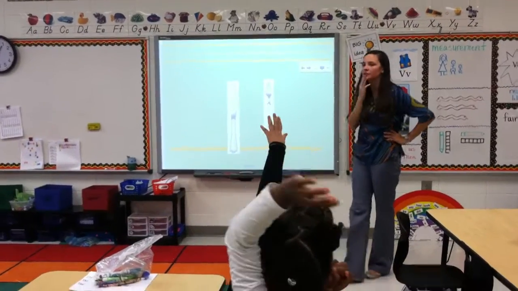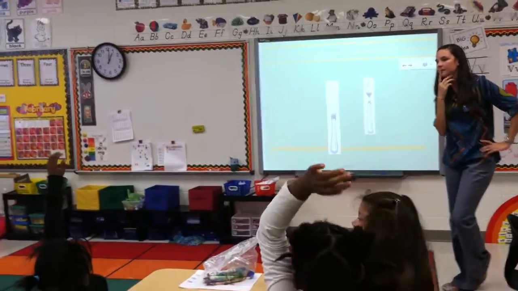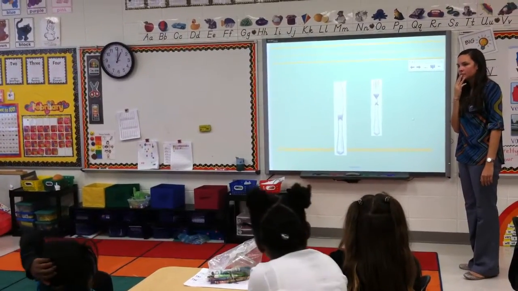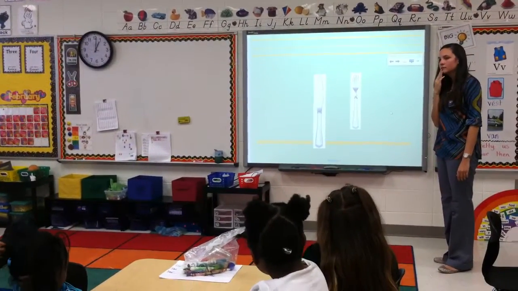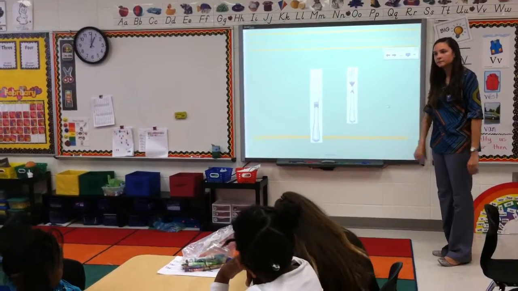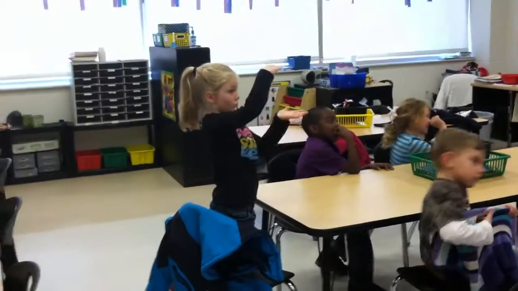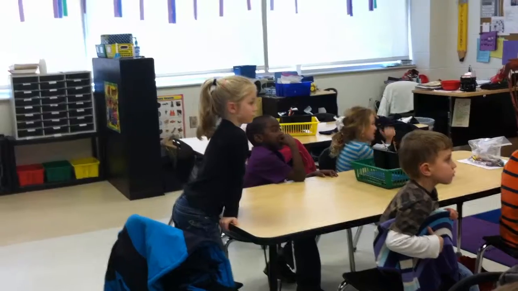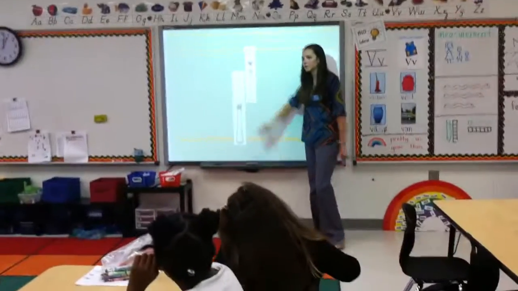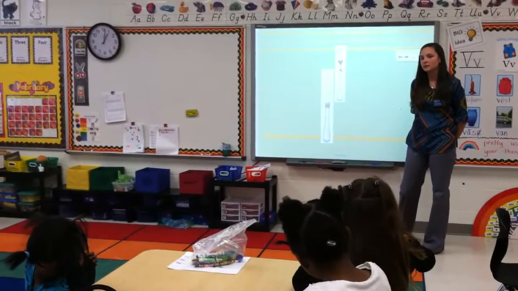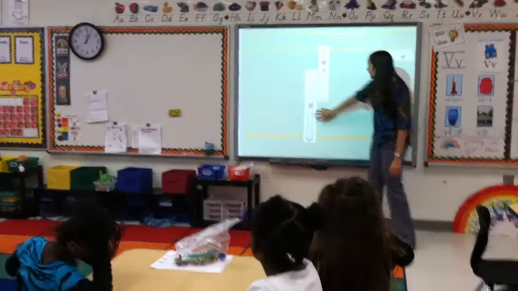Raise your hand if you know. Which one is shorter? Madison? The fork. How do you know? The fork is the smallest one and it has a shorter rectangle. If I go to measure them like this, can you tell that the fork is smaller? No. What do I need to do? You need to put it on the line. We need to put it on the line and line it up.